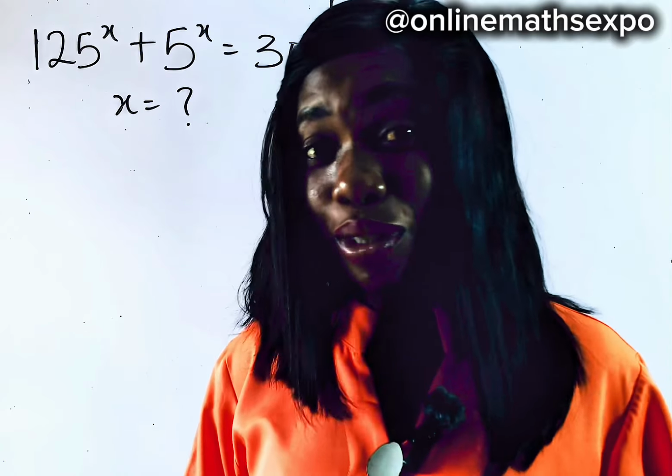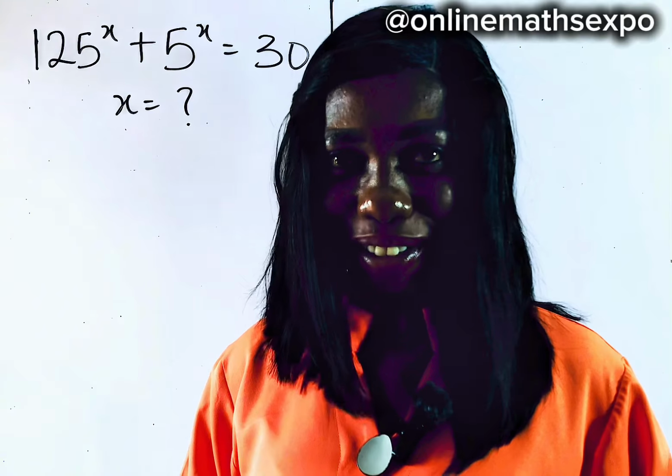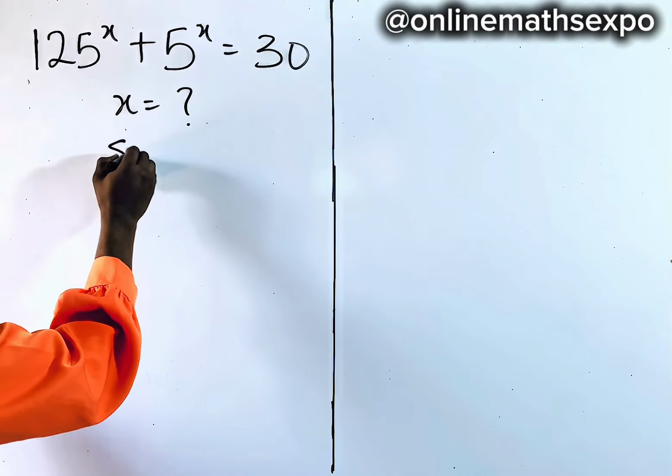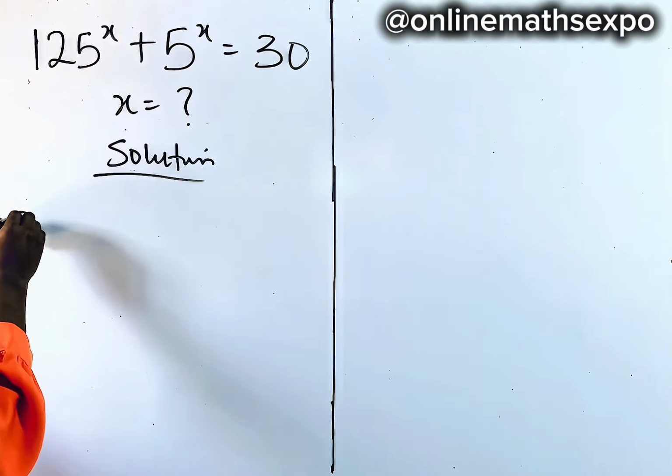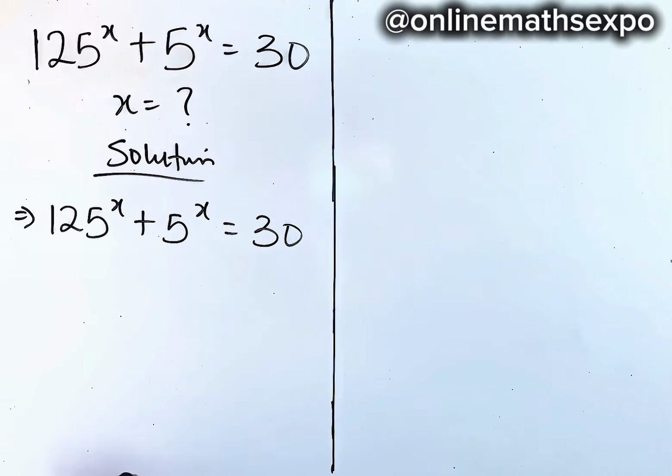It's tricky, right? But don't worry, I'm going to simplify it for you, okay? Let's do this together. So we begin with our solution. So let's repeat what we have. 125 to the power of x plus 5 to the power of x is equal to 30.